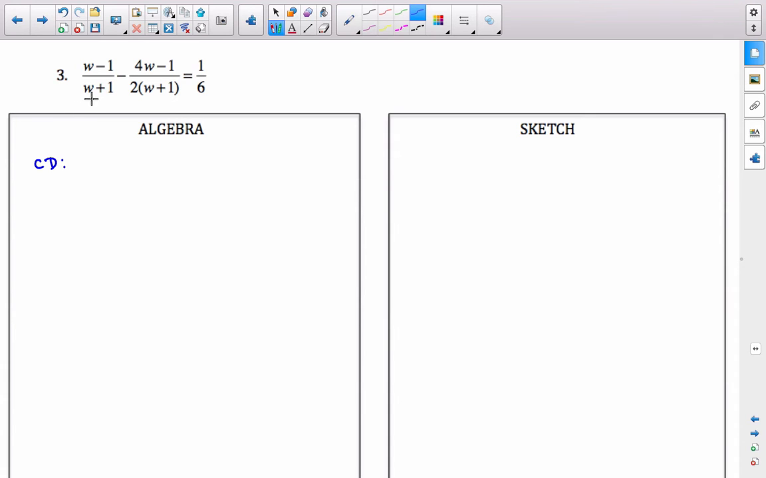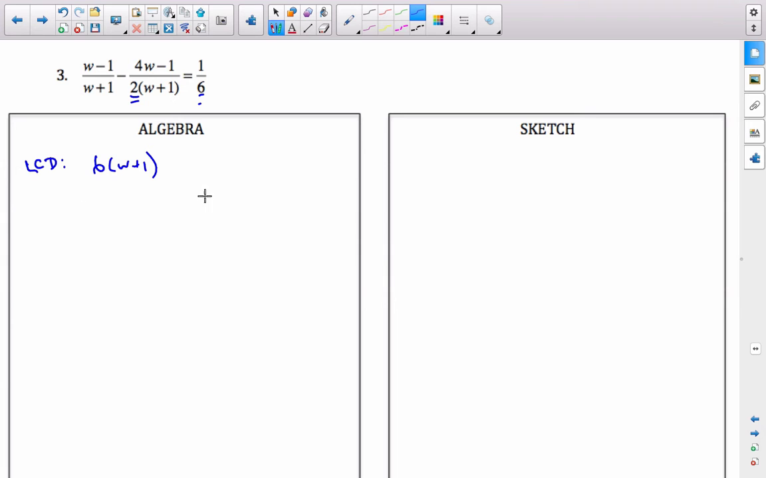And when we look at all these denominators, well, I can clearly see that W plus 1 is going to be part of that denominator. And if I look at the numbers, 2 and 6, the common denominator between those will just be 6. Okay. So that's the lowest common denominator. And it's always best to do the lowest common denominator if you can find it. All right, so now I just have to multiply every term by that, each side of the equation by that.